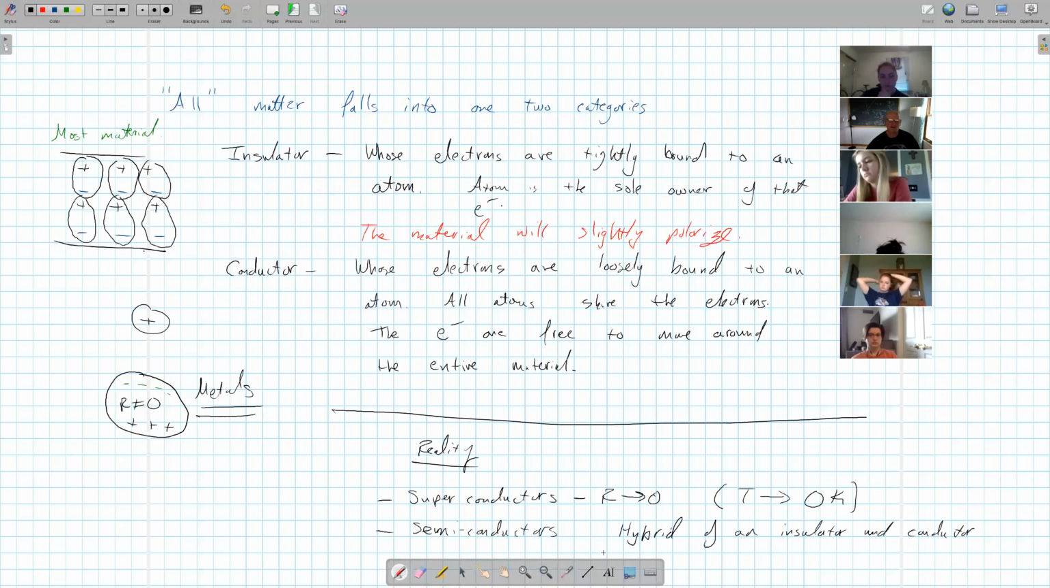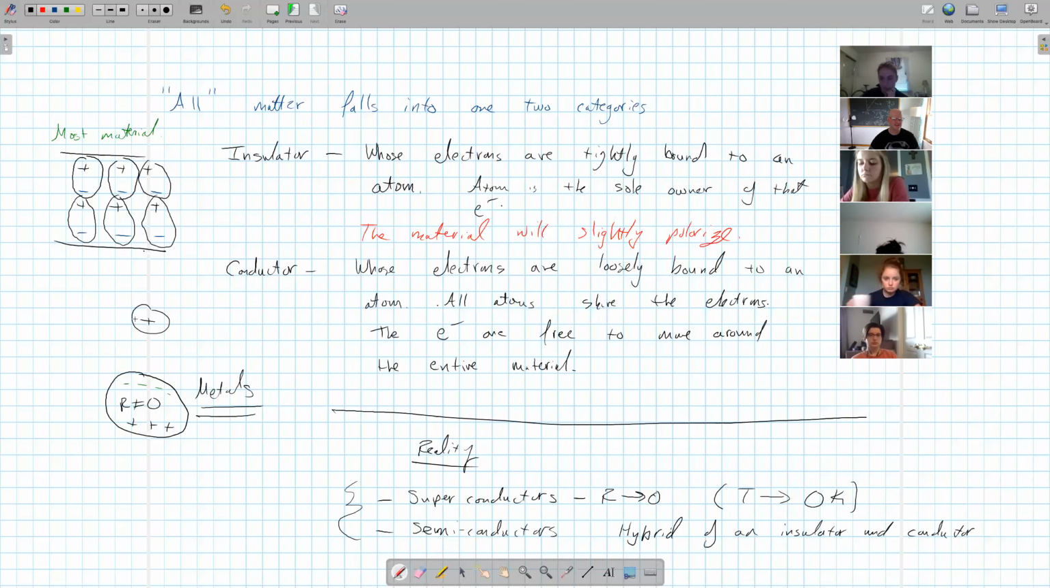Semiconductors are used all the time in realistic situations. A lot of computers and a lot of hardware is built off of semiconductors. But as far as this class is concerned, we're not really going to talk about these, just note that they actually do exist. So everything's not as cut and dry as either an insulator or a conductor.